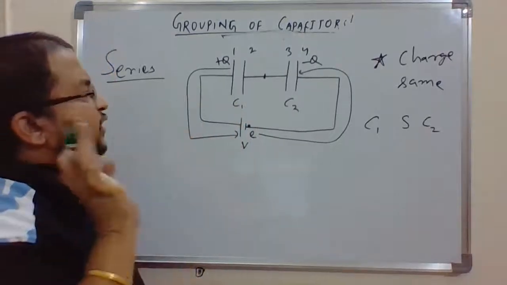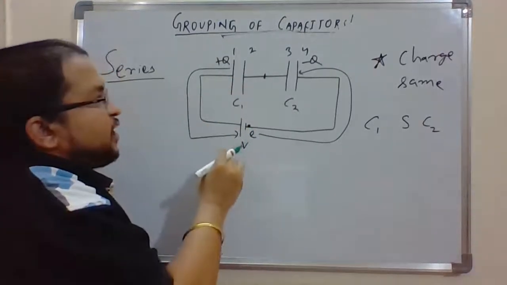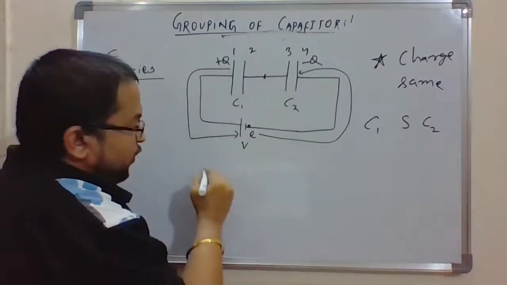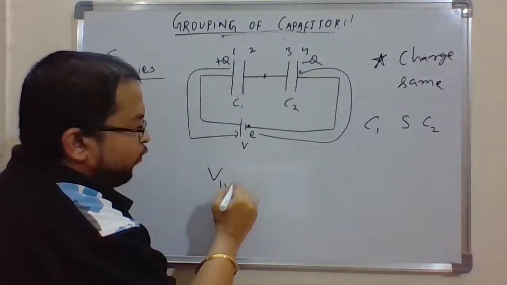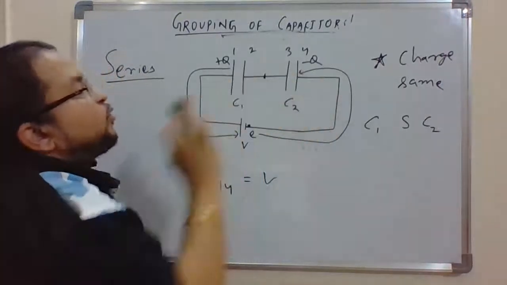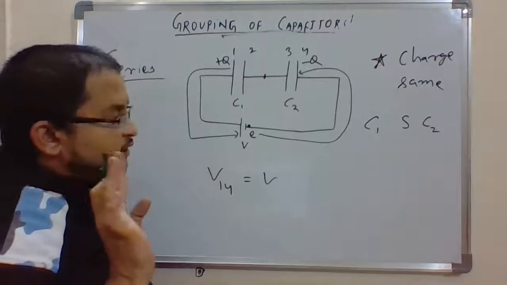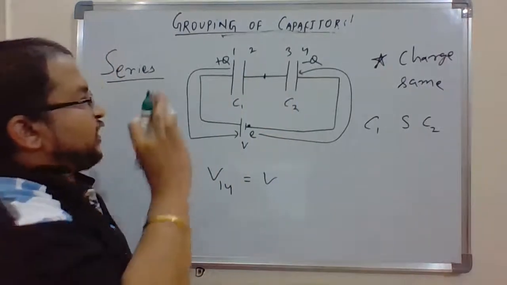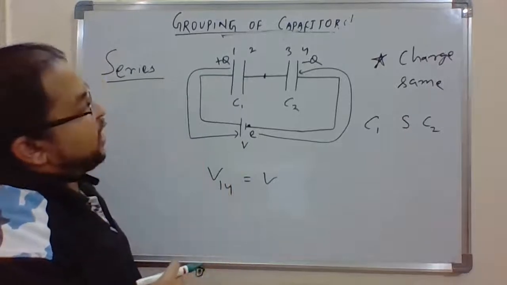Now after some time, when the potential difference across 1 and 4, V14, becomes equal to V, then after that no more charge movement would be there, it will be stopped. And this happens very, very quickly. Okay, now after that, what would happen?